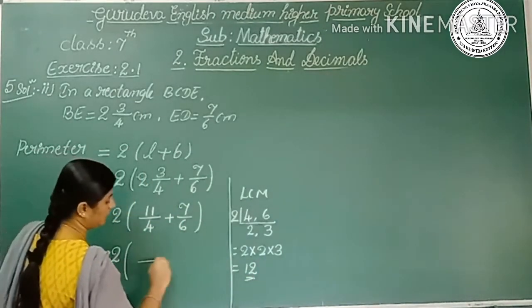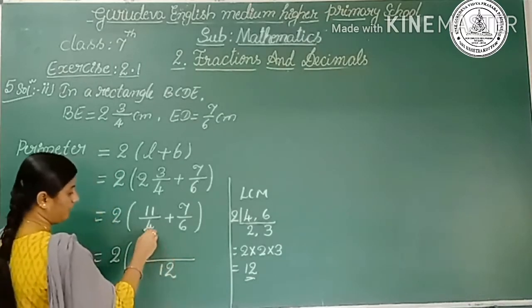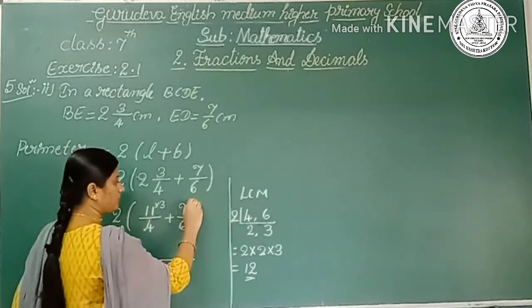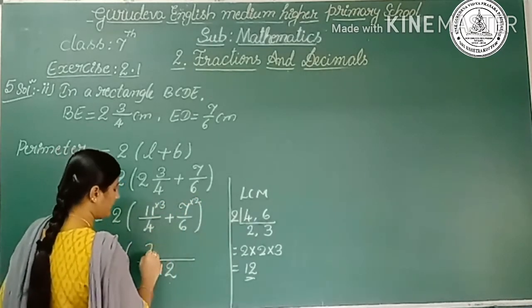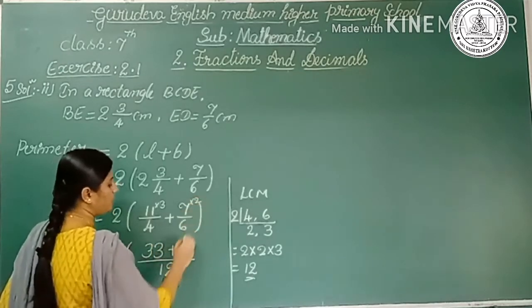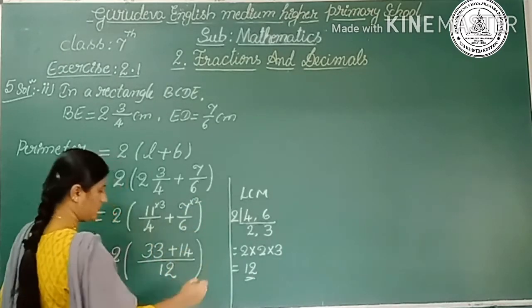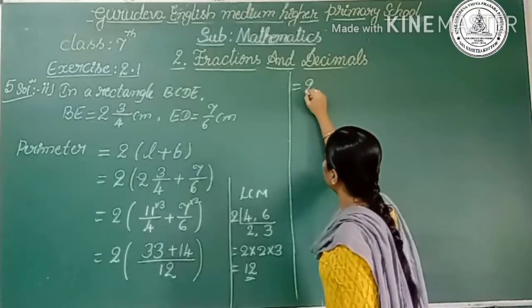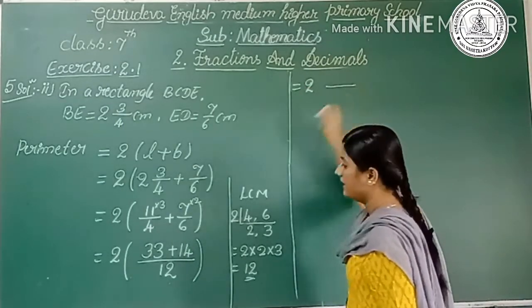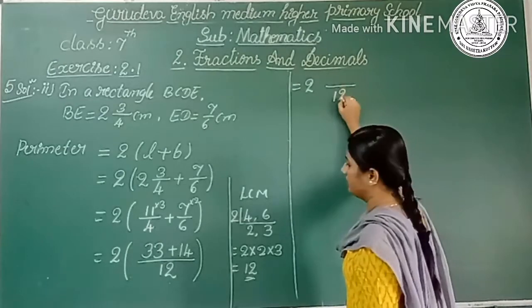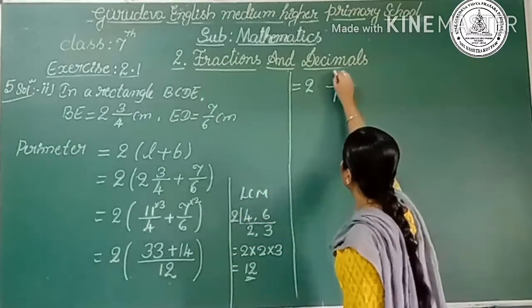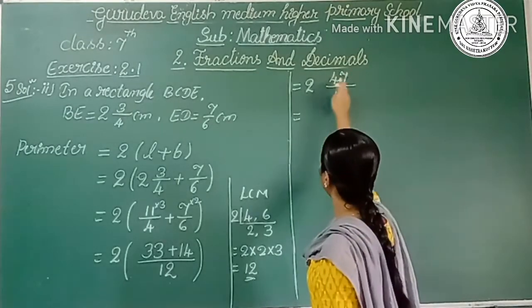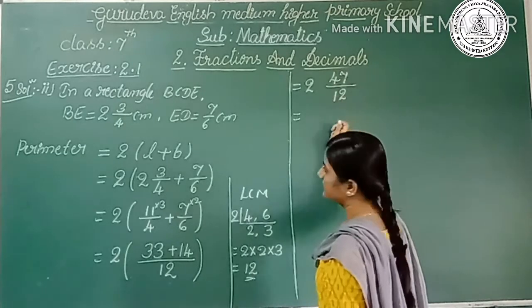Then take the denominator as 12. And 4 how much are 12? 4 threes are 12. 6 how much are 12? 6 twos are 12. So now multiply here: 11 threes are 33, plus 7 twos are 14. Now simplify, which is equal to 2 into (33 plus 14). 33 plus 14 is 47 by 12. So 2 whole 47 by 12, which means it is an improper fraction.